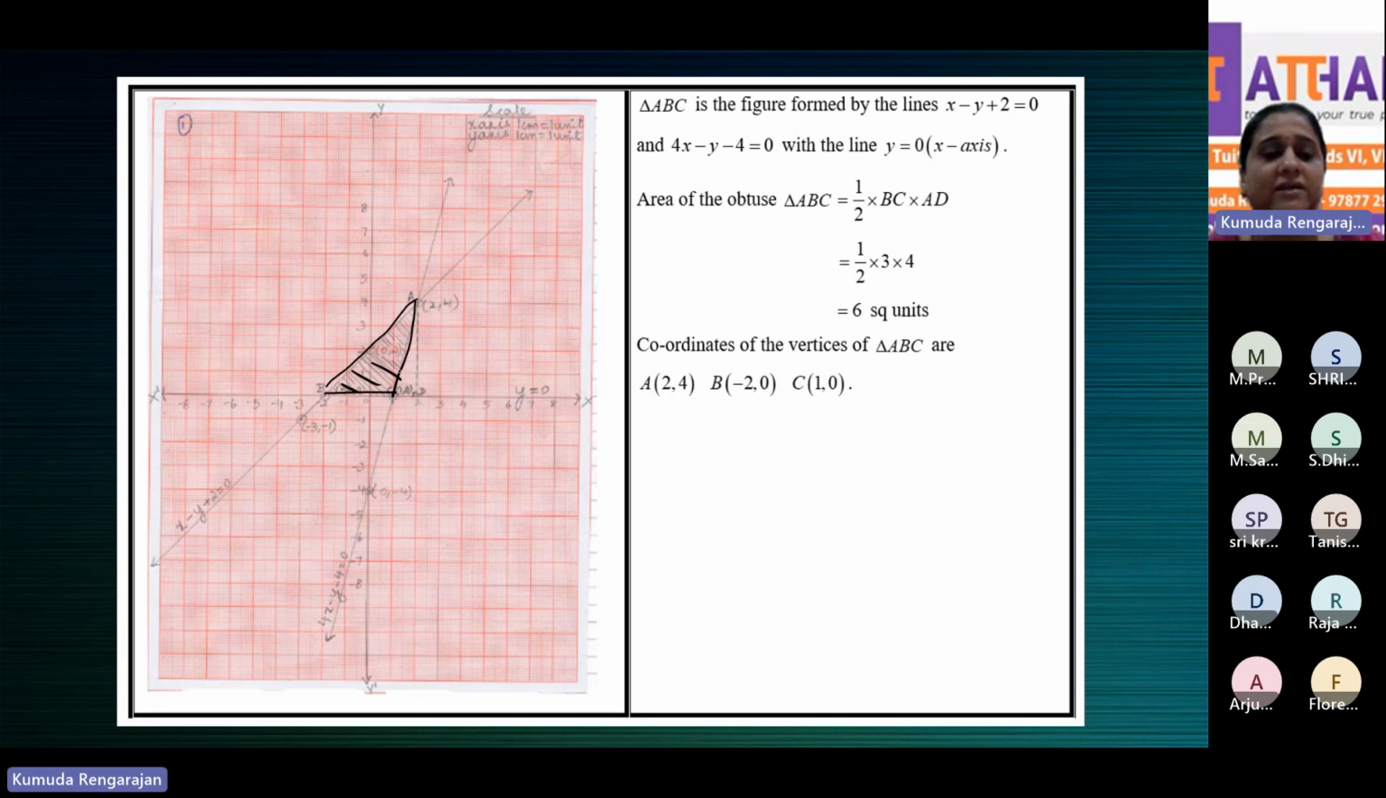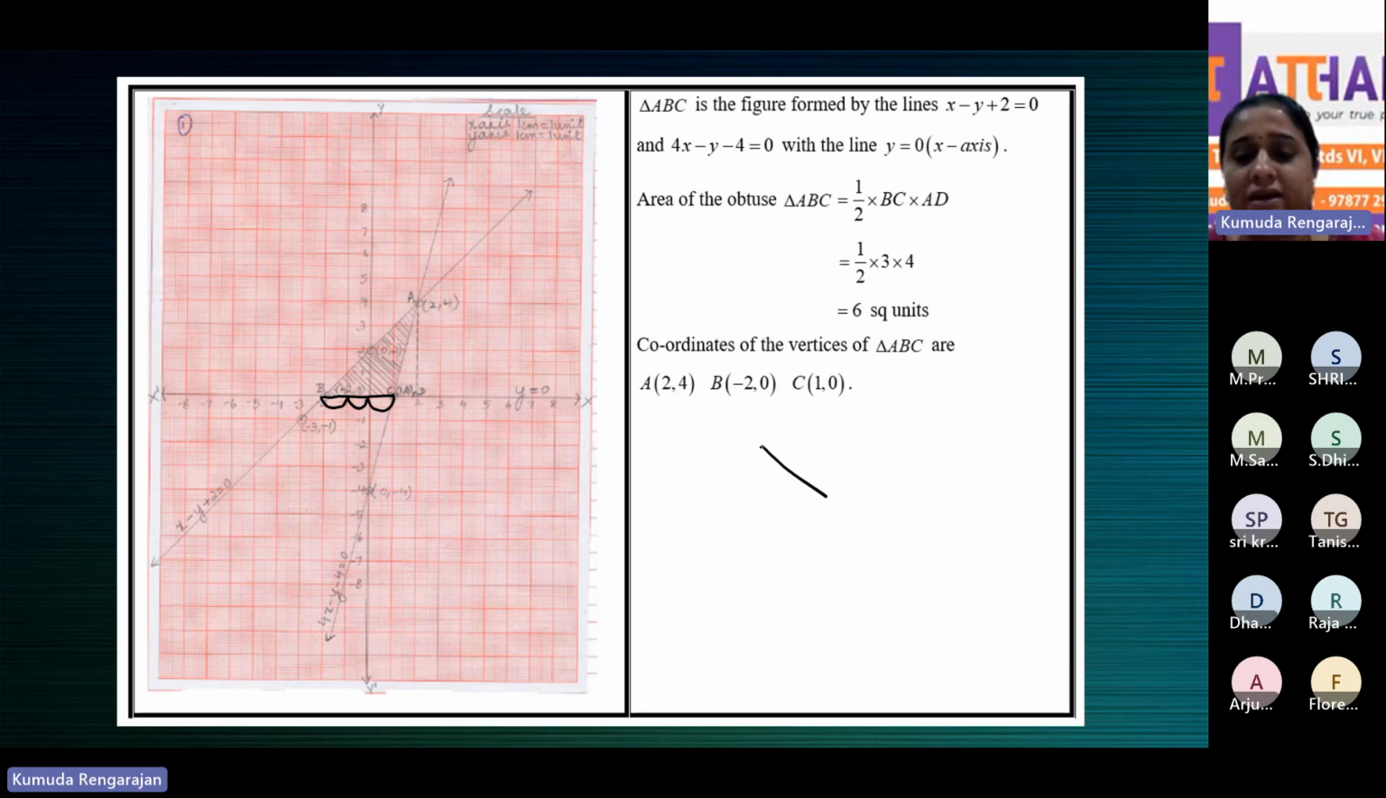So I've shaded that. And then you need to find the area of the triangle. Area of the triangle will be half base into height. Now the base is this one. So how many units? 1, 2, 3 units. Base is 3 units. Height: you know that for an obtuse triangle, the altitude will lie outside the triangle. So this is the altitude here.